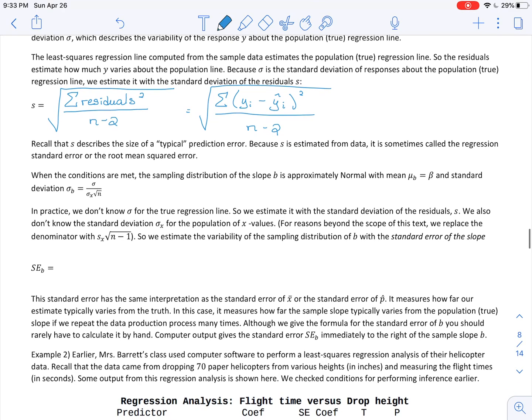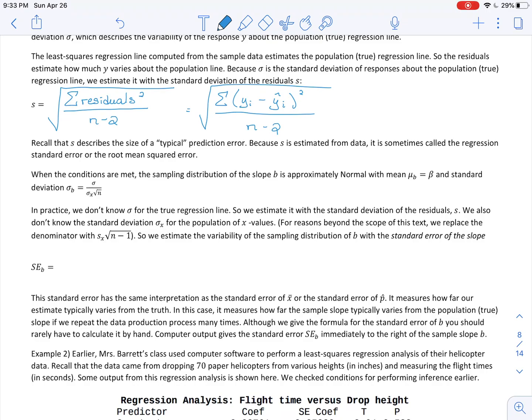So as long as your conditions are met, the sampling distribution of the slope b is approximately normal with a mean mu sub b equal to beta and a standard deviation that we already had the formula for. We're not going to know sigma. It's very, very rare, because if we knew it, we wouldn't be doing all these estimates because we'd have our population information. So because we're not going to know sigma, we're going to have to estimate it with our value for s. s is our best estimate for sigma. Because you're not going to know the standard deviation of x either, you're not going to know all your population x values more than likely, we're going to replace it with s sub x.